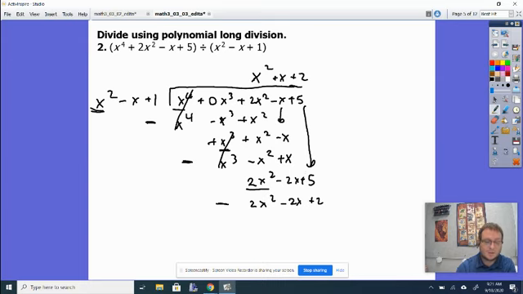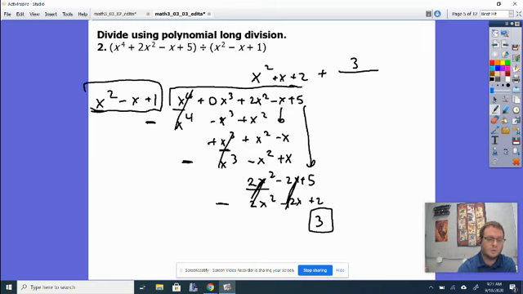Subtract. These cancel. These are actually going to cancel too. Minus 2, minus minus plus. So this is actually going to cancel too. That sometimes happens. That's okay. And then 5 minus 2 is going to be 3. So my remainder here is 3. So plus 3 over what I was dividing by, my divisor, x squared minus x plus 1. Here is my answer.